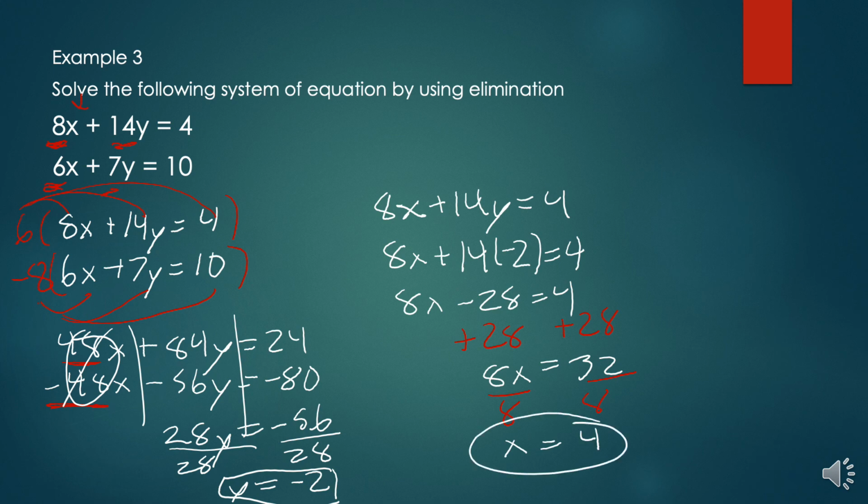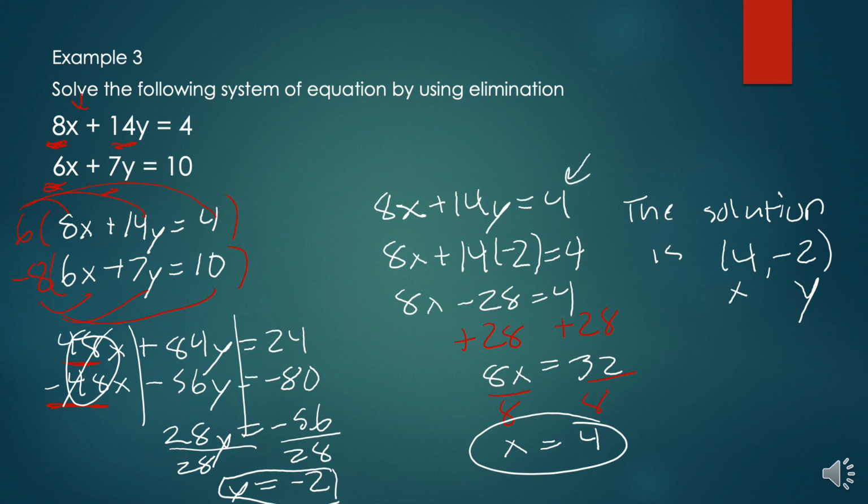So now that I found both my x and my y, the solution is 4 comma -2, because this was my x and this is my y. Now you could always check your work by substituting this point back into the equations to make sure that it gives you this right here.